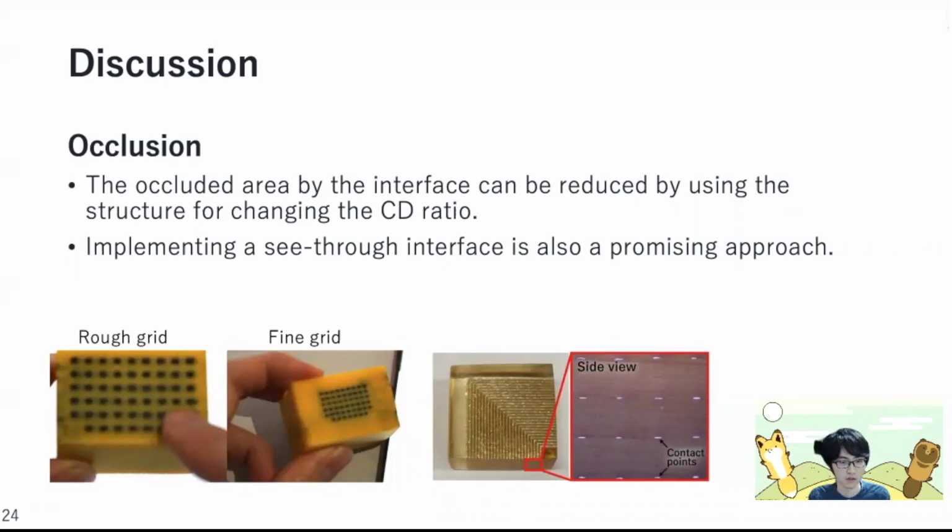Next, discussion. Firstly, the occlusion problem. We can consider that this problem can be reduced by using a structure for changing the CD ratio. In addition, we can implement a see-through interface by using a PolyJet 3D printer.